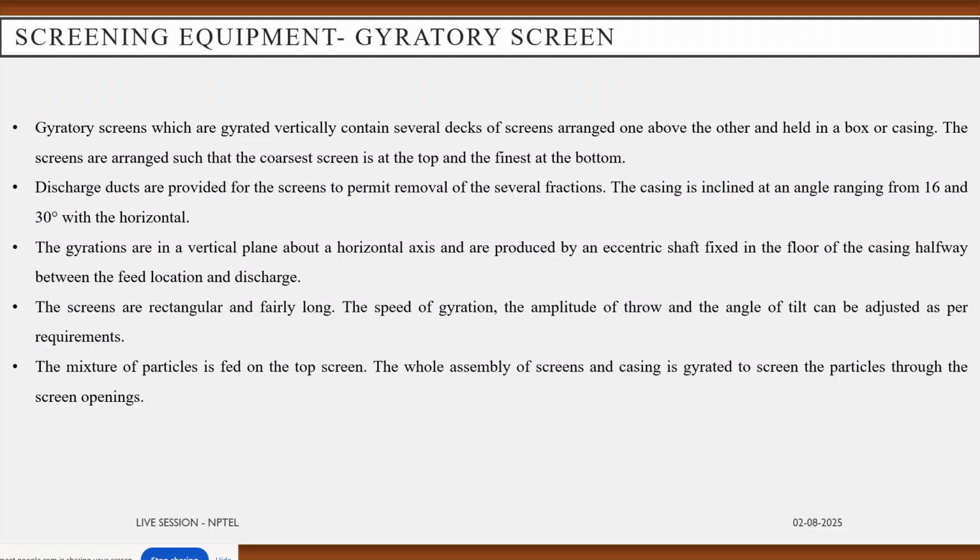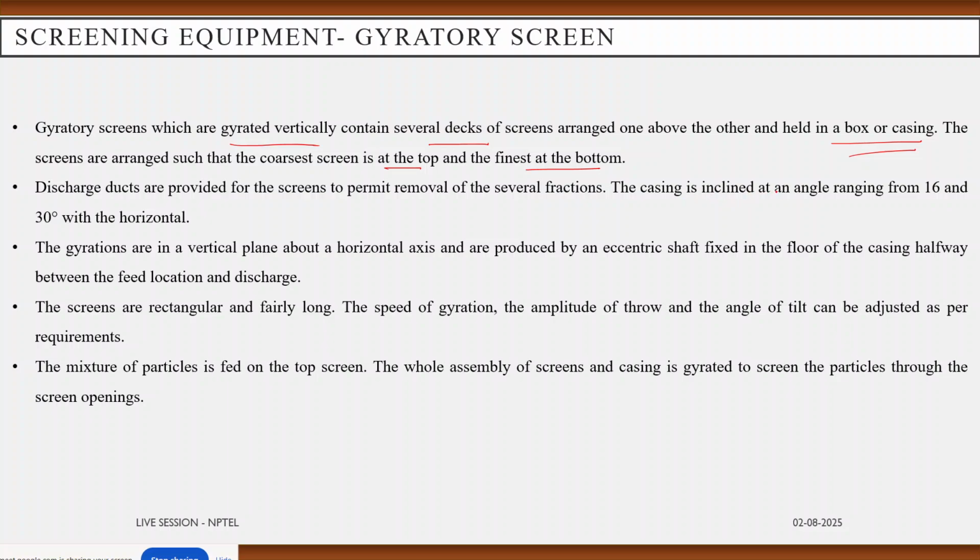That is another kind of screen that is being gyrated vertically, containing several decks of screen. Those are arranged one above another and held in a box kind of casing that I showed in the picture in the second slide in this class. The screens are arranged such that the coarsest screen will be at the top and the finest screen at the bottom. The discharge ducts are provided for the screens to permit removal of the several fractions.